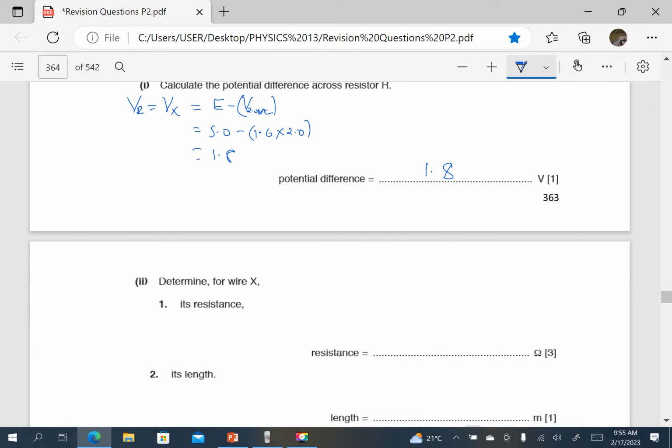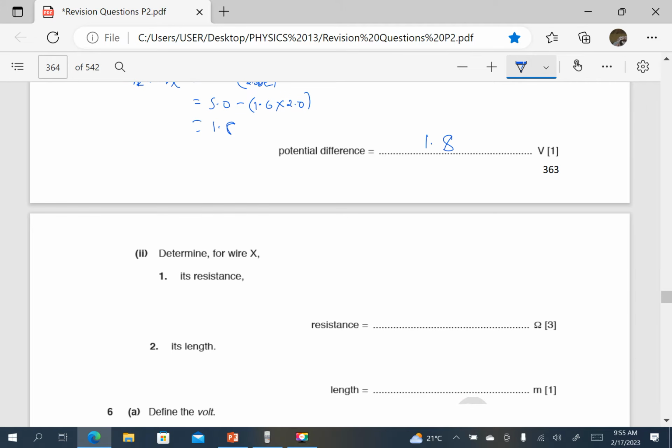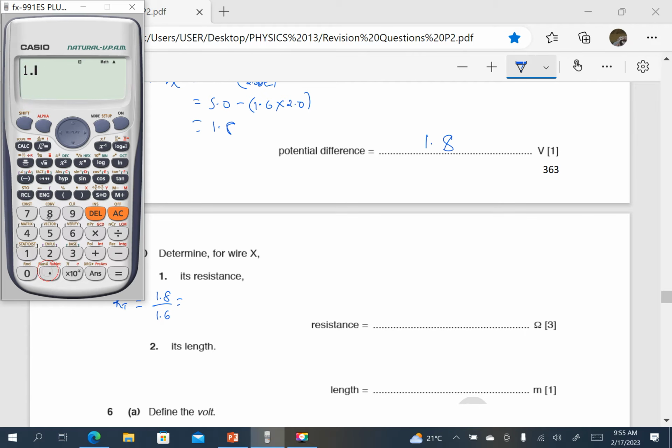Alternatively, I can find the total resistance. Let me begin with that one. I can find total resistance because they're in parallel. The total resistance across the parallel combination, since I have the PD, which is 1.8, over the total current entering the parallel combination, which is 1.6. So this is 1.8 divided by 1.6, that is 1.125.